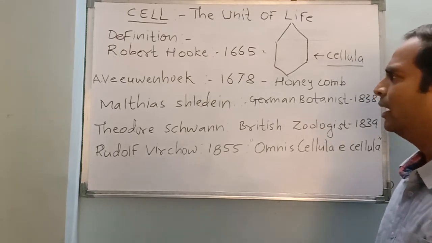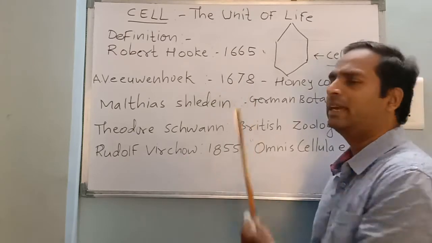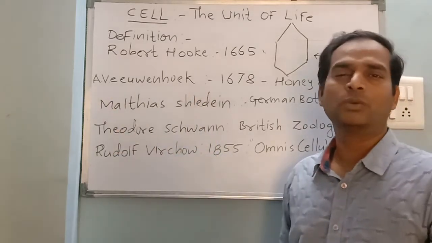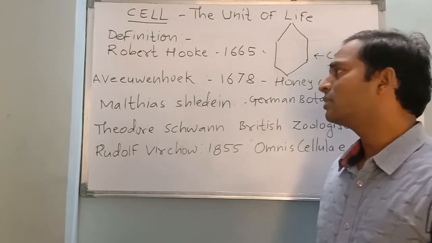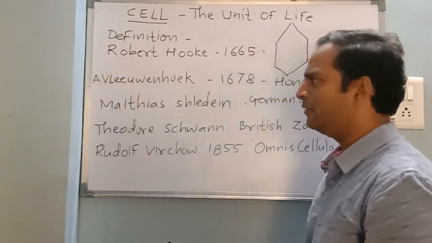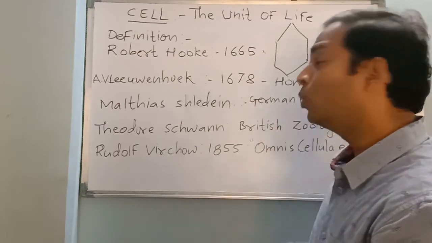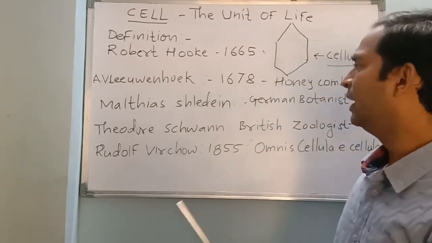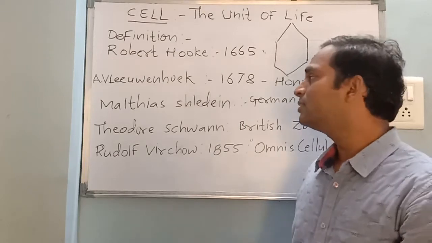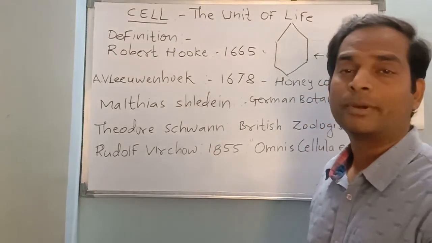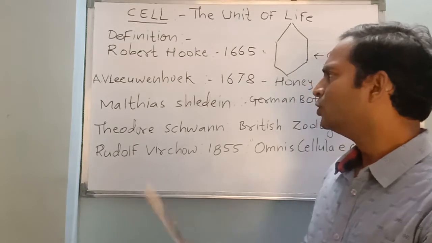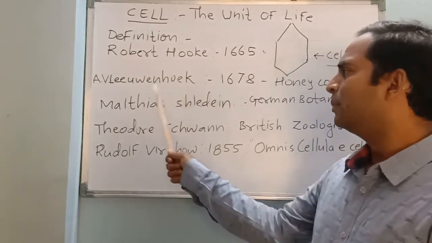But later on, in the year 1678, another scientist invented the microscope which we use today, that is the light microscope. This scientist was Anton von Leeuwenhoek, who discovered the light microscope that we use today. And he was the first person to observe the living cell under a microscope. He was the first scientist to observe RBC under a microscope. He was the first person to observe bacteria and sperm cells under a microscope. So this was the second person.